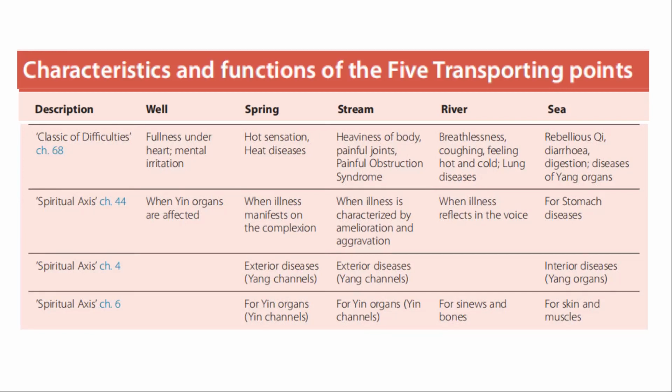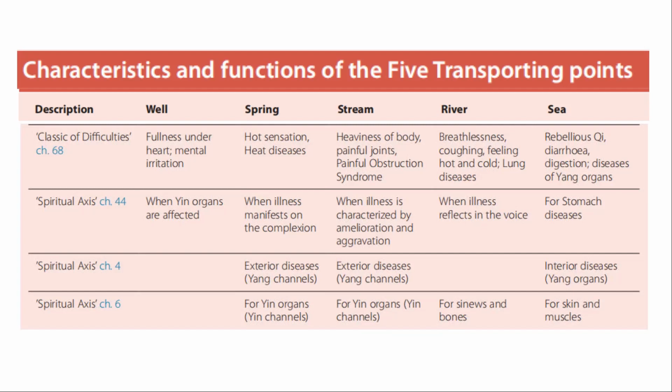The sea points are for rebellious Qi, diarrhea, digestion, diseases of yang organs. For the Spiritual Axis, chapter 44, the well points are used when yin organs are affected, spring when illness manifests on the complexion. For the stream points, when illness is characterized by amelioration and aggravation. We use river points when illness reflects in the voice, and we use sea points for stomach diseases.